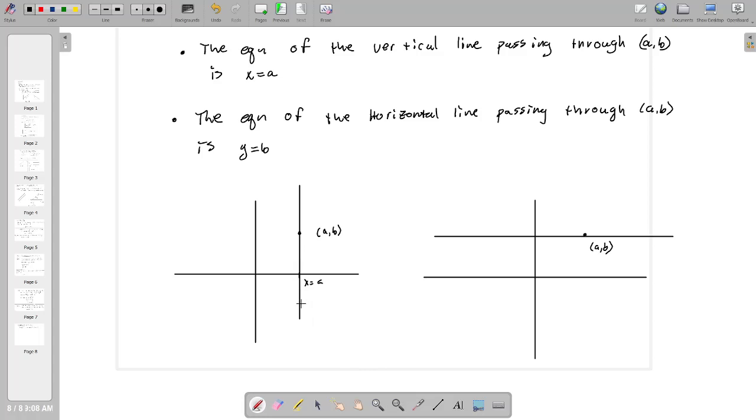If you notice, any other point on the line will have x equals a as a first coordinate of the ordered pair. So suppose that this is (a, 1), and then we could have (a, 2), and so on. No matter where I go on this line, the x coordinate of the ordered pair will always be a. Similarly here, this is the equation y equals b, because b is the y coordinate of the ordered pair. No matter where I go on this horizontal line, the y value, the second coordinate in the ordered pair, will always be b.